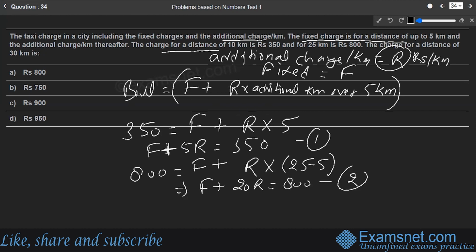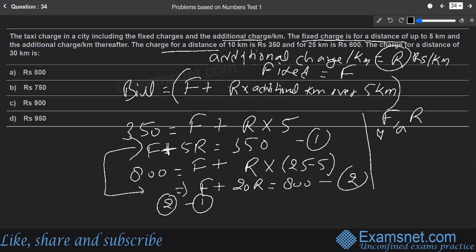We are supposed to find out the charge for a distance of 30 kilometers. For any bill to be produced, we should know the value of f and the rate, the fixed charge and the rate. So by using the simultaneous equation method, we can solve equations 1 and 2. Let us subtract: equation 2 minus 1. If we do it, then f and f get cancelled.